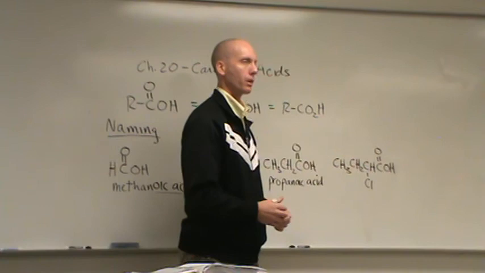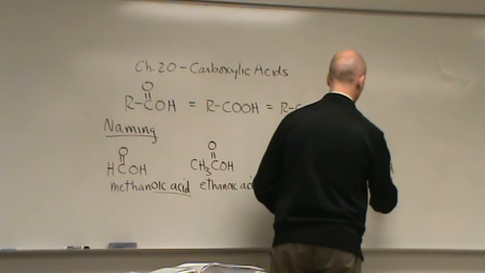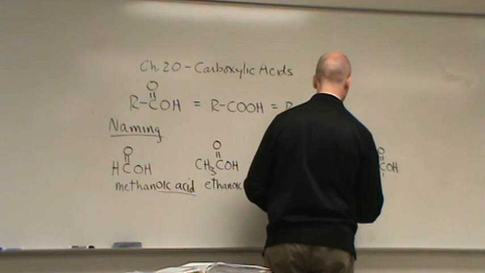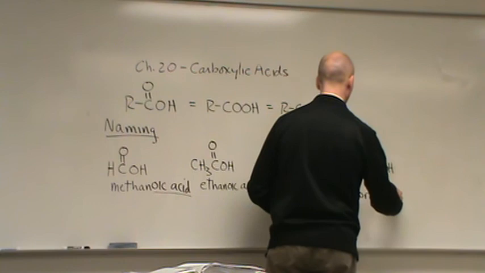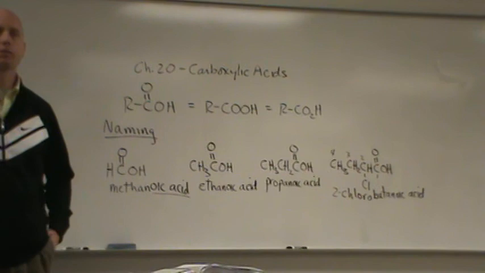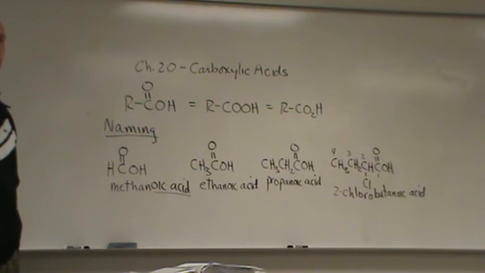a chloro group. So I need to tell you where it is. So number the chain that way. Remember that the carbonyl is always number one. So we get 2-chlorobutanoic acid. Okay. Any questions with those names?